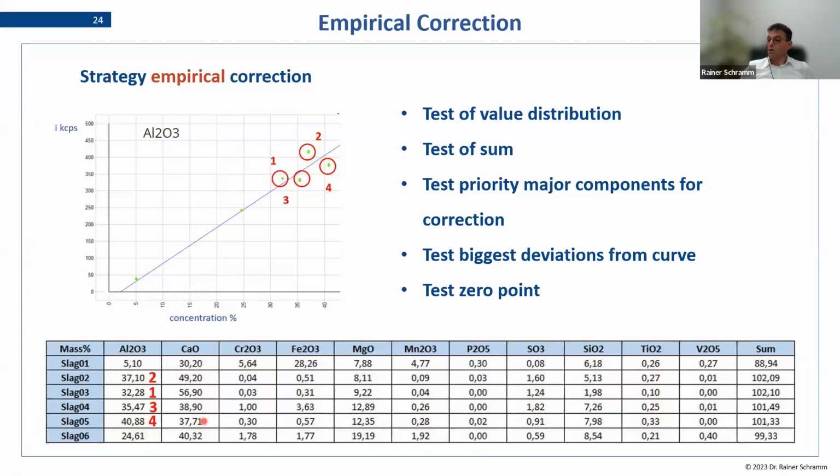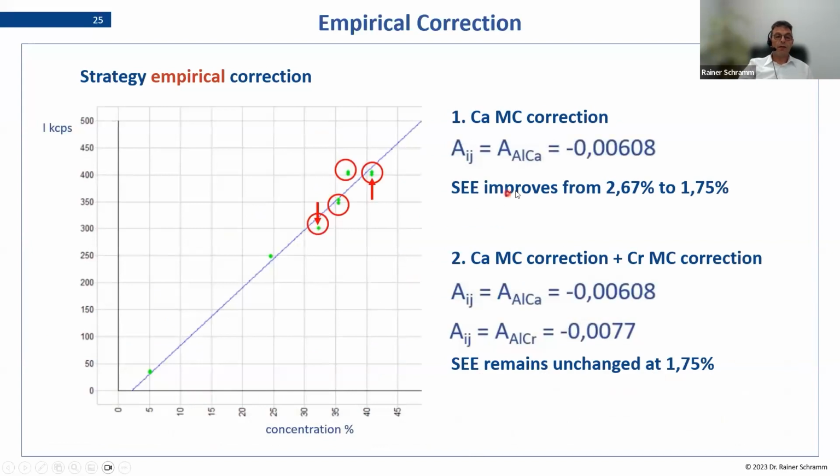So this is really the case here. What I will do is always start by trying with the highest concentration of a disturbing element to check whether this will change the situation. If I introduce the calcium, my standard deviation is decreasing from 2.67 to 1.75%. And this is because this point is jumping there and this point is jumping there.